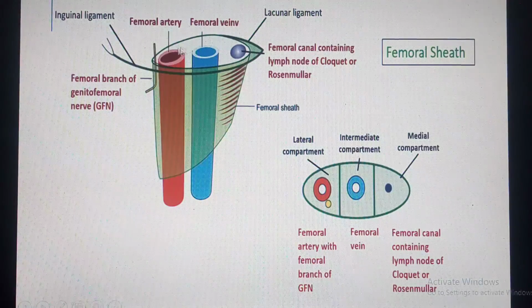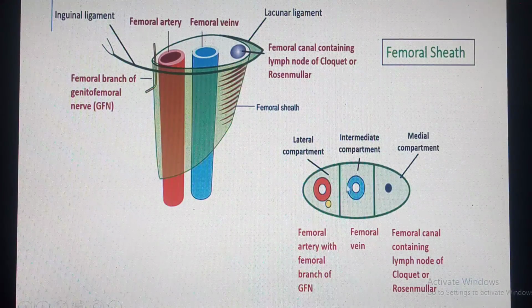Now if you look at these, in the femoral sheath the structures will be separated. Within the femoral sheath there will be septa separating the contents. So there are going to be 3 compartments in the femoral sheath. We have the lateral compartment, or the arterial compartment. If you hear of the lateral compartment, that's the arterial compartment, and it will contain the femoral artery together with the genital branch of the genitofemoral nerve, as you can see there.